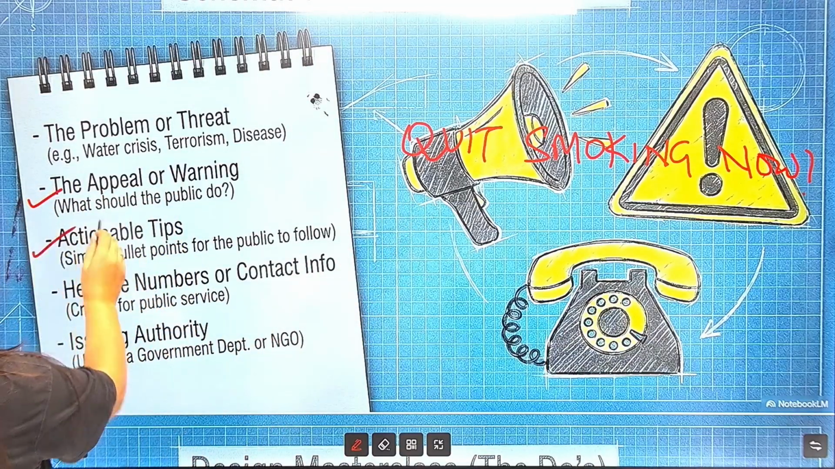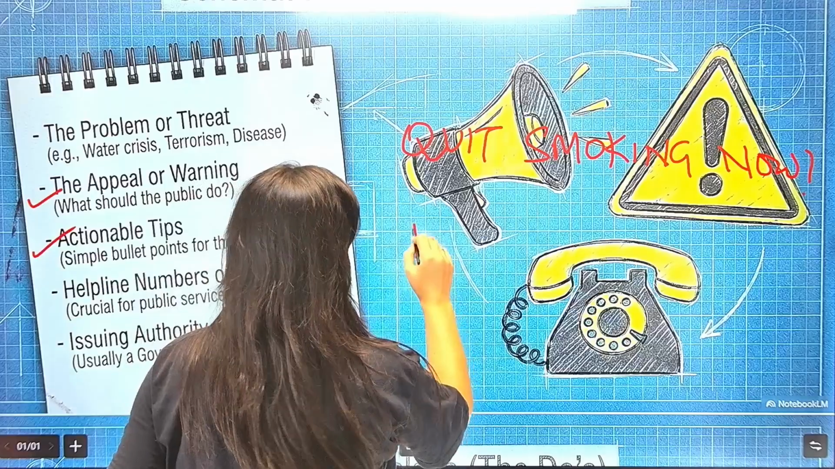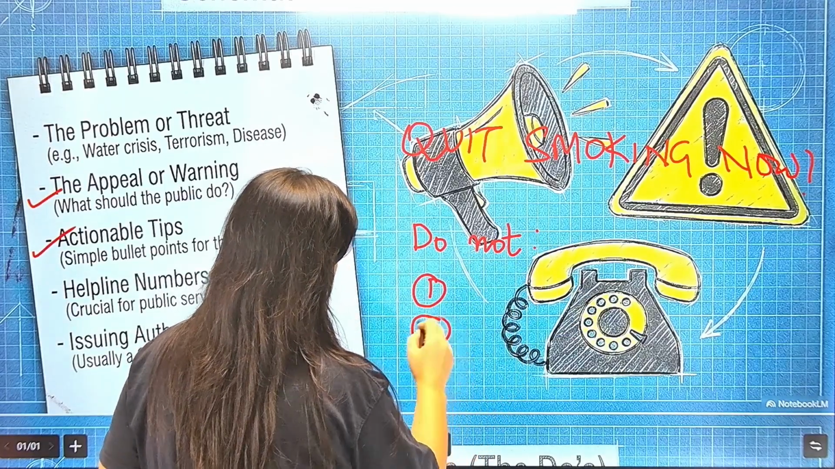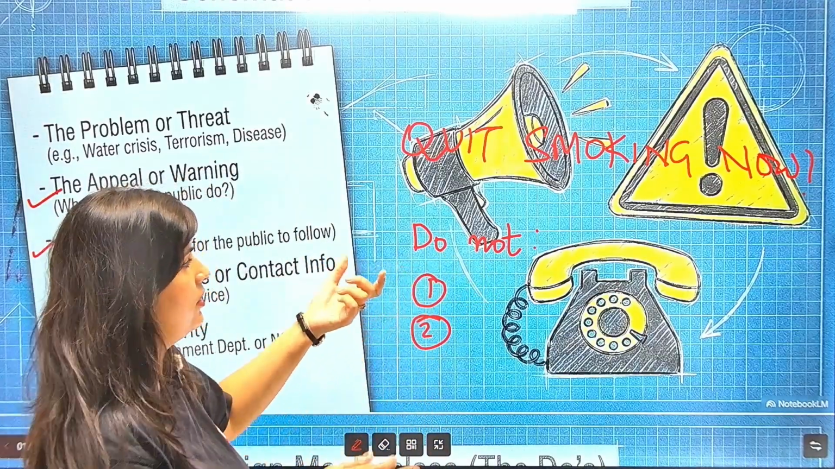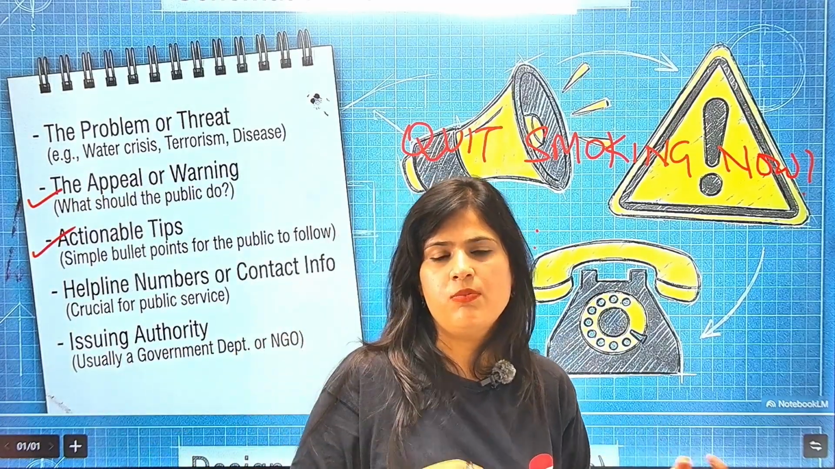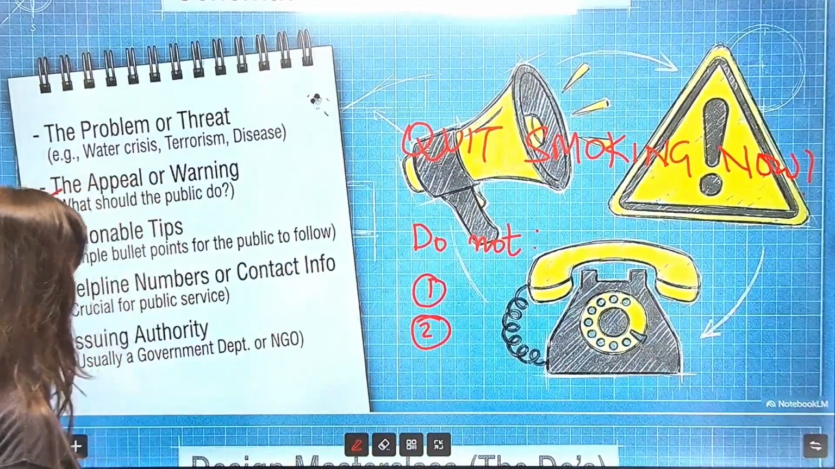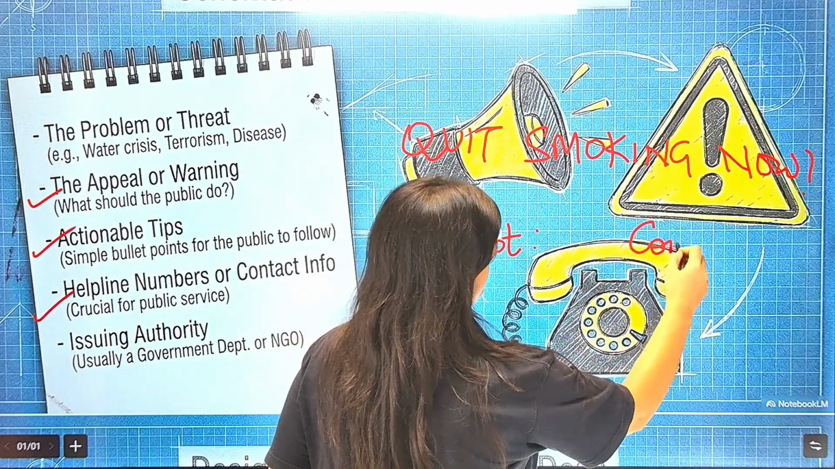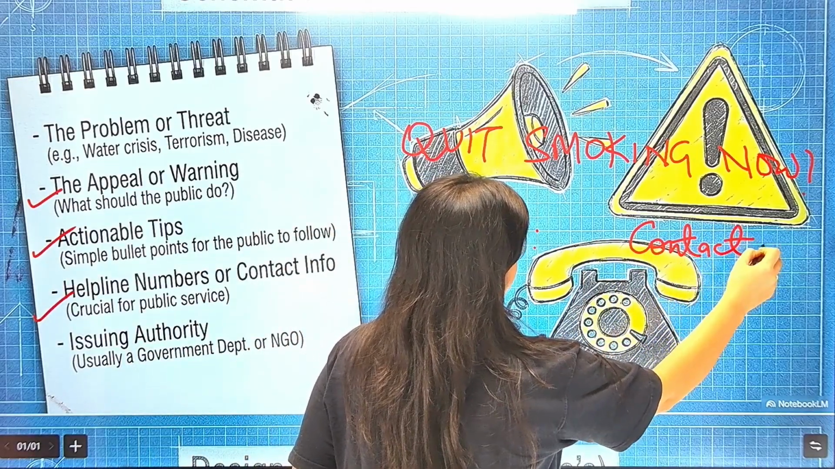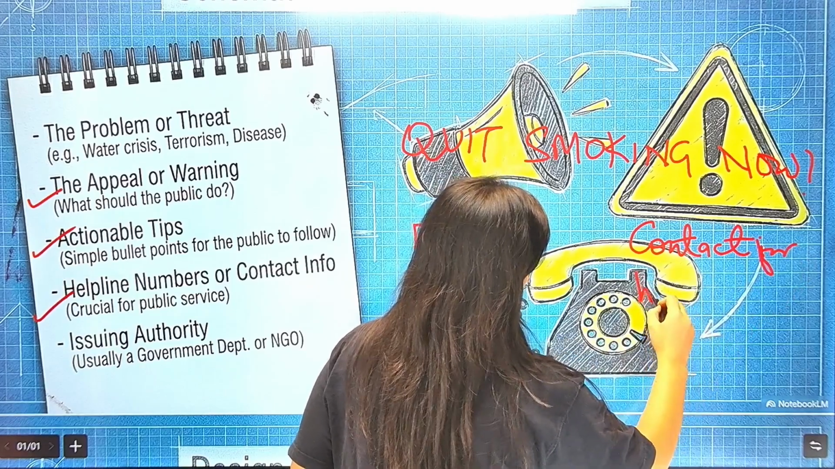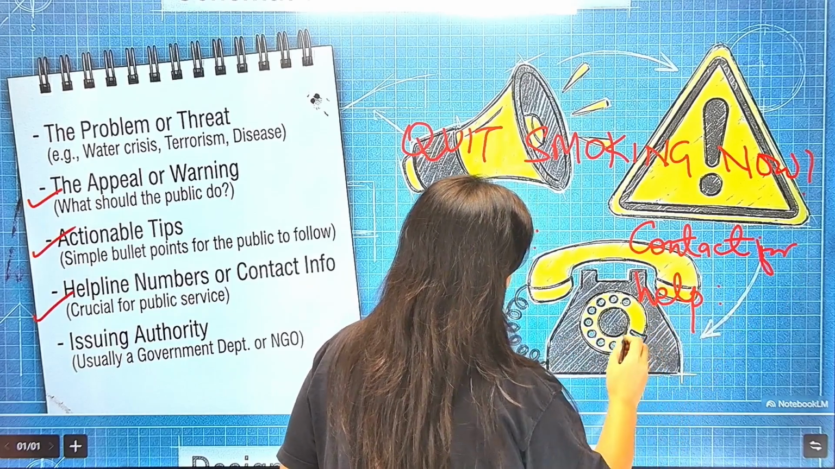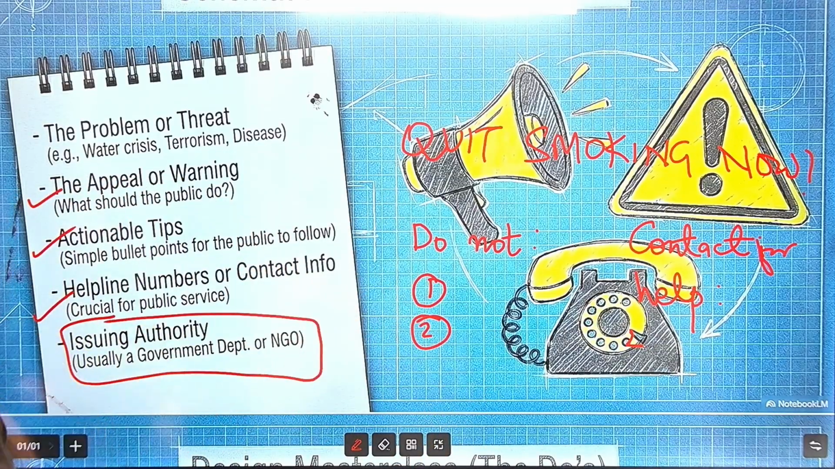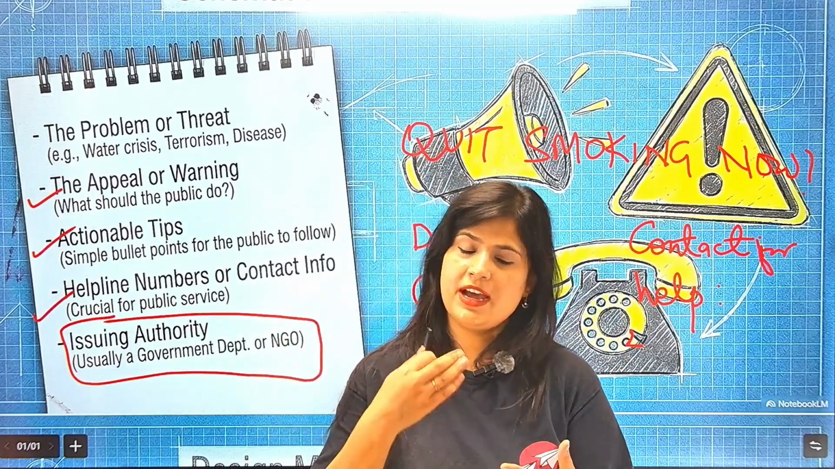Then actionable tips. Do not, or whatsoever pointers you want to include. I have written do not, but you can go ahead with any other title or pointers that you want to include. कि कौन से suggestions देना चाहते हैं. Then helpline numbers. So here can be one contact for help, and then you can write the contact details, the numbers, the authorities, and finally, of course, an issuing authority. Issuing authority has to be mandatorily there.